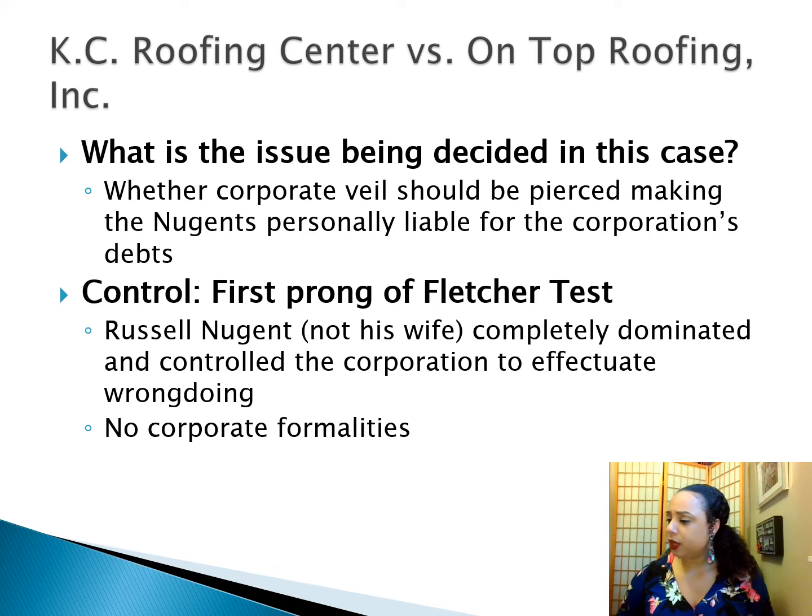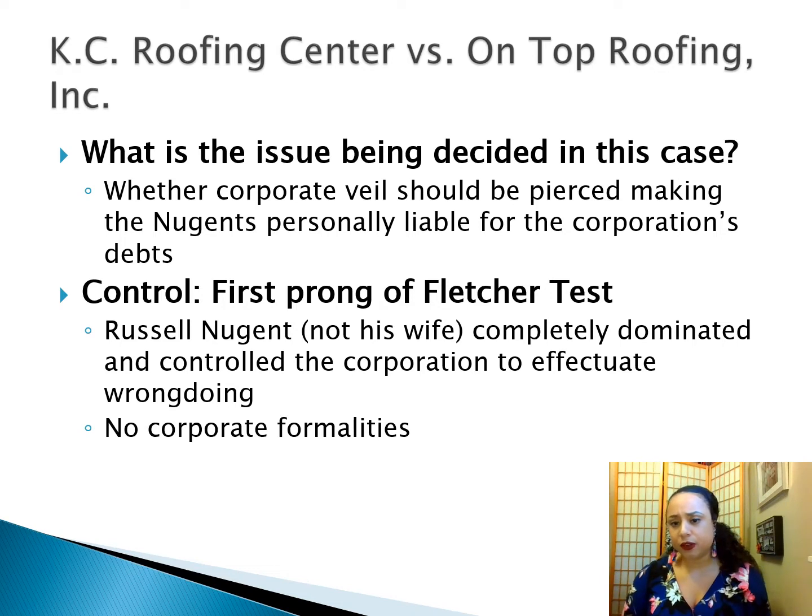So, what is the issue being decided in this case? The issue is extremely similar to the last issue in our previous case, in that the court is seeking to determine whether the corporate veil should be pierced, making the Nugents personally liable for the corporation's debts with respect to these two creditors. And so, although the court did not neatly apply the Fletcher test, I'm going to go ahead and apply the Fletcher test to all of the cases that we will be reviewing in this chapter.